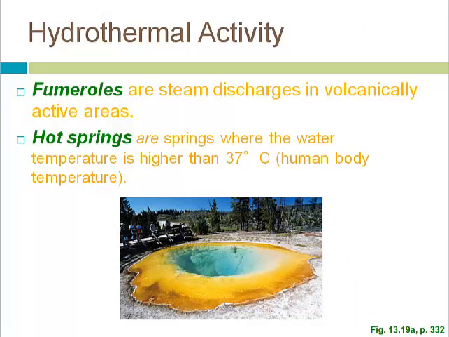Some of the hardest water that you'll find is in hot springs or fumaroles, which are steam discharges in volcanically active areas, and hot springs are basically where the water makes it to the surface and not just the steam. And it's higher than human body temperature. Obviously, it's right at the point of boiling, 100 degrees C, and we find some really interesting critters that live in these kinds of pools and ponds.